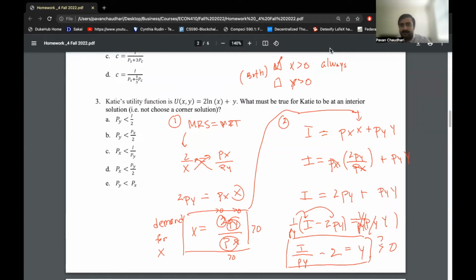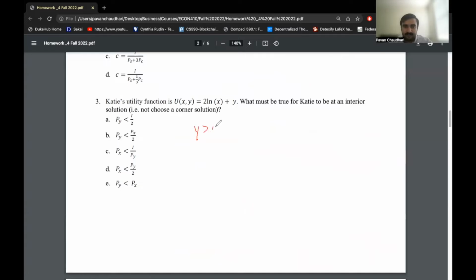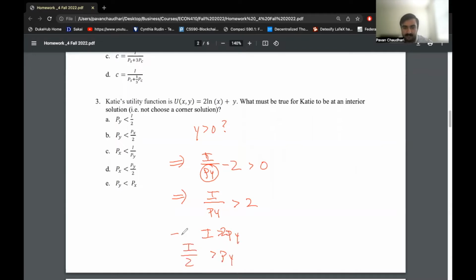Okay, so I'm going to clear the screen. We have Y is greater than 0, which means we have I over PY minus 2. This is the demand for Y, greater than 0. Then we have to figure out, based on the multiple choice, what do we have to solve for. We need to solve for PY, because if you look, all of these answer choices have the price solved for by itself, not income. So we'll solve for PY. We add 2 to the other side. We'll multiply by PY, it's 2PY. And then we'll divide by 2. So PY is less than I over 2, and this one matches with answer choice A.